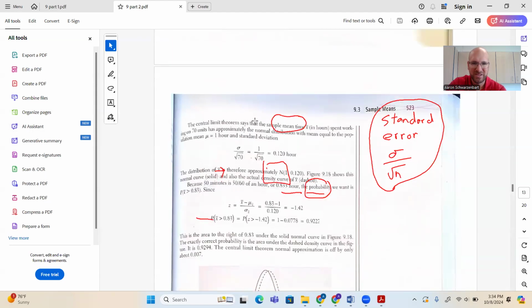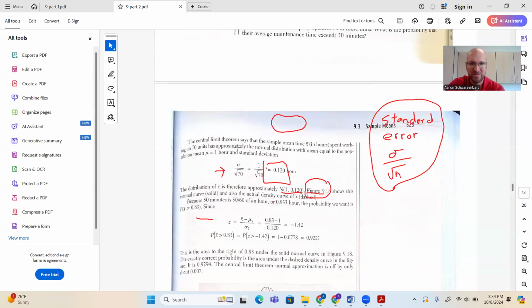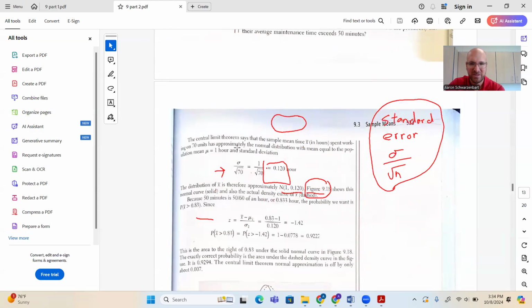Again, we probably got these values of 1 hour with a standard deviation of an hour from the manufacturer, and we were able to use them to calculate. We can have a 92% chance with our 70 units that it'll be over 50 minutes.